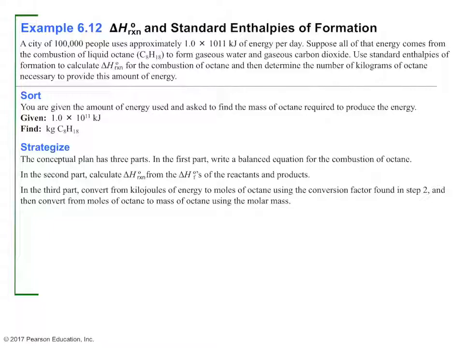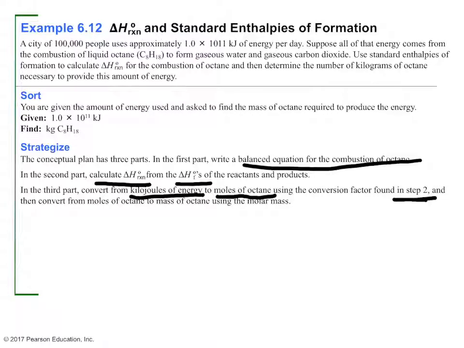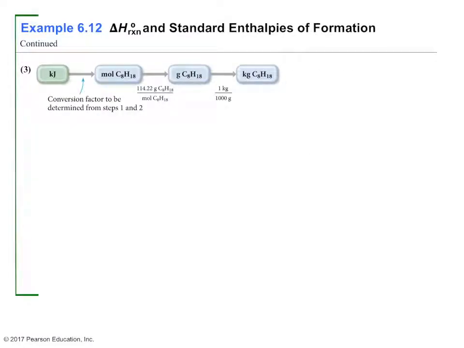So this plan has 3 parts. In the first part, we're going to write a balanced equation for the combustion of octane. Second part, we're going to calculate the heat of the reaction from the heat of formations of the reactants and products. But in the third part, we're going to convert kilojoules of energy to moles of octane using the conversion factor found in step 2, and then convert from moles of octane to mass of octane using the molar mass.